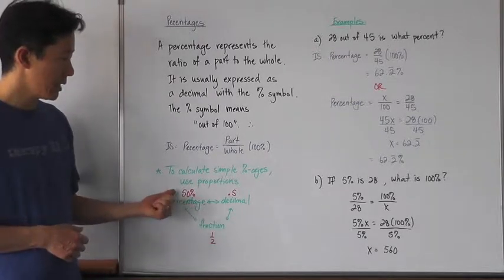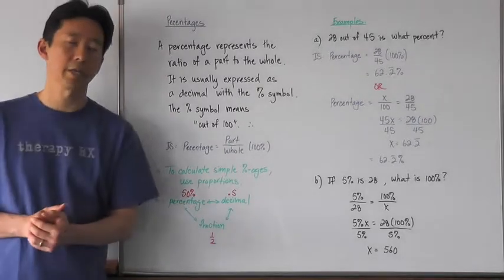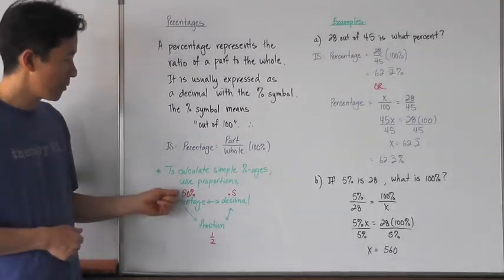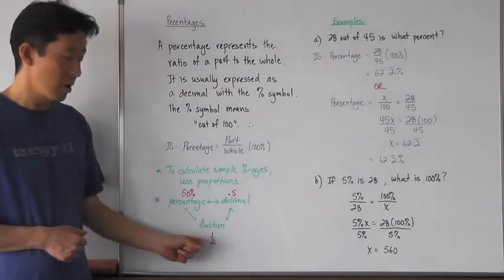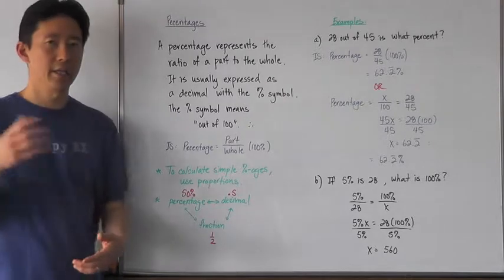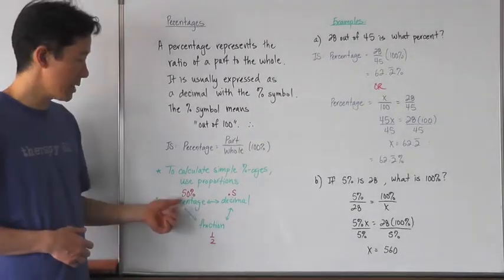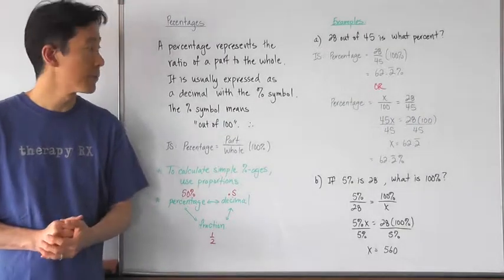So in other words, if we have 50% and we want to change that to a decimal, we should be able to convert that to 0.5. Or if we want to take that percentage and change it to a fraction, we change it to 1/2. Or if we start with a fraction of 1/2, come up with a decimal of 0.5, etc. Now all of these here are equivalent forms, and you need to be able to convert between those forms.